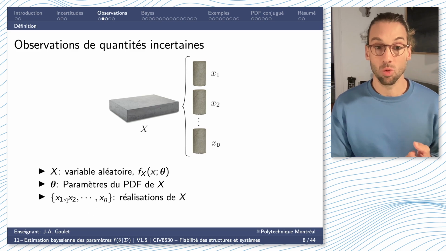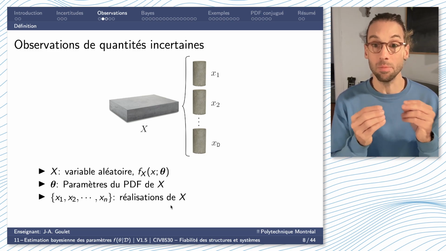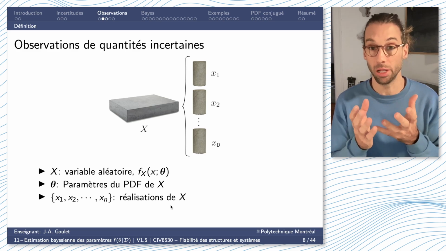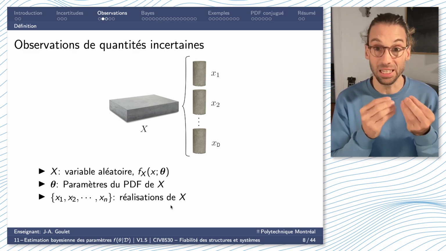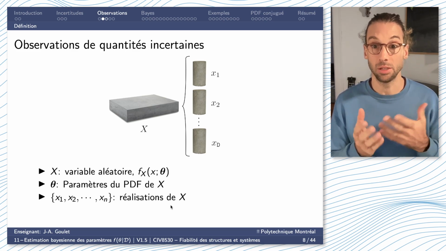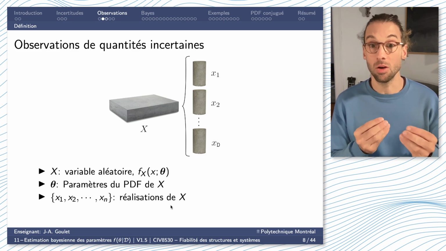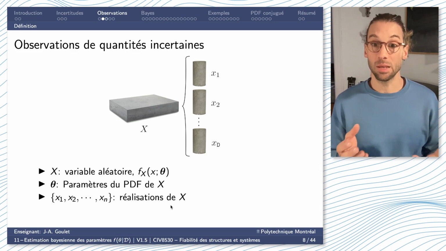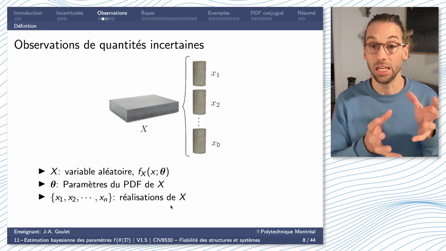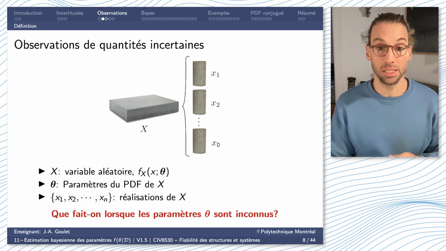So x1 to xn are realizations of my resistance, meaning I can take different samples from a same concrete batch. If I go in the lab, they will all break at a given different resistance, because a material that is heterogeneous like concrete could be considered as random, because we know that we can take different samples from an exactly same batch and the heterogeneity inside the material will lead to slightly different resistances.